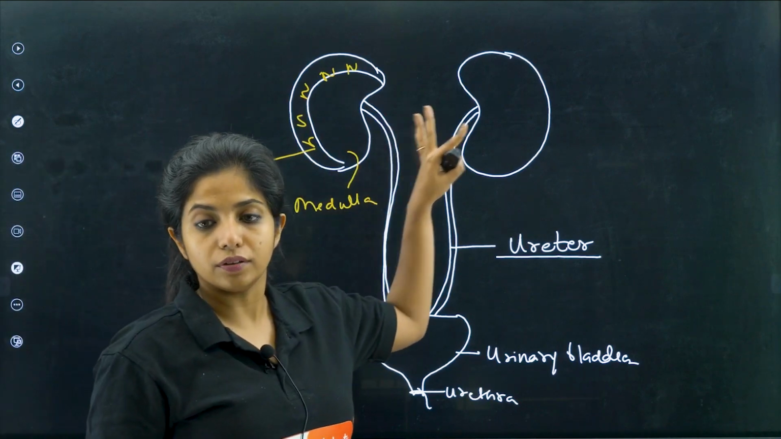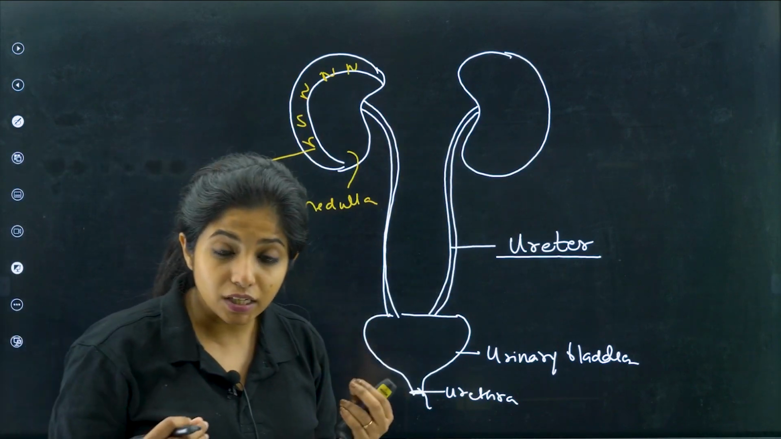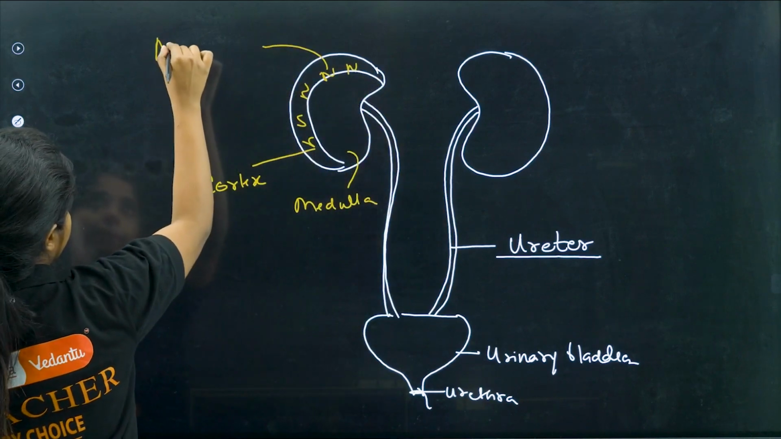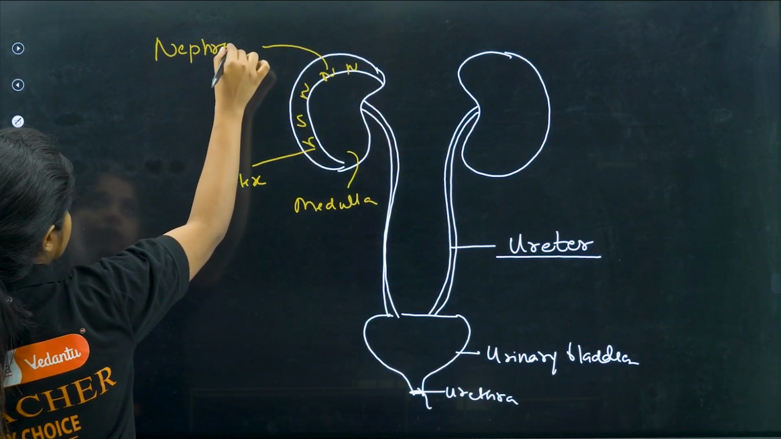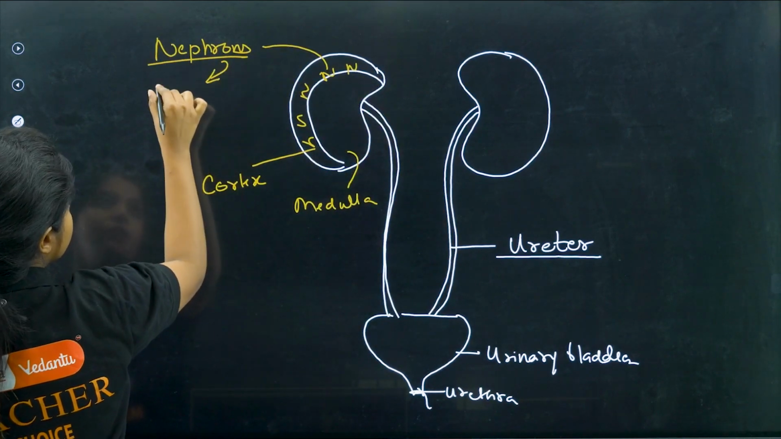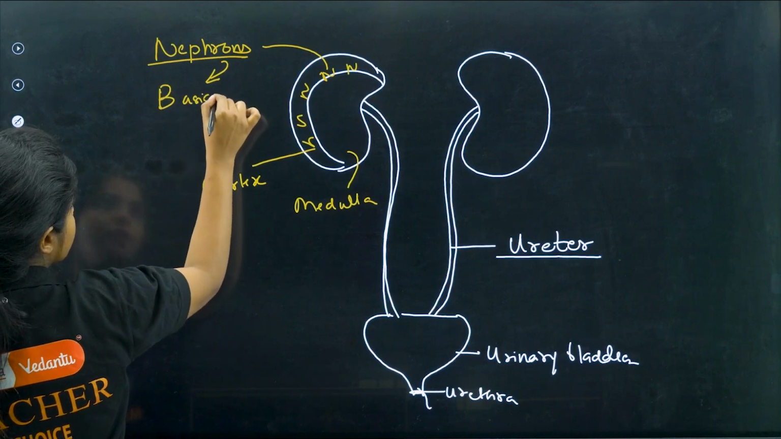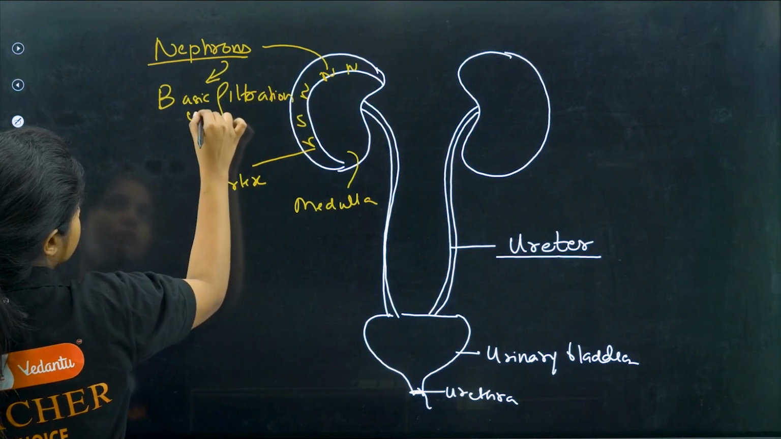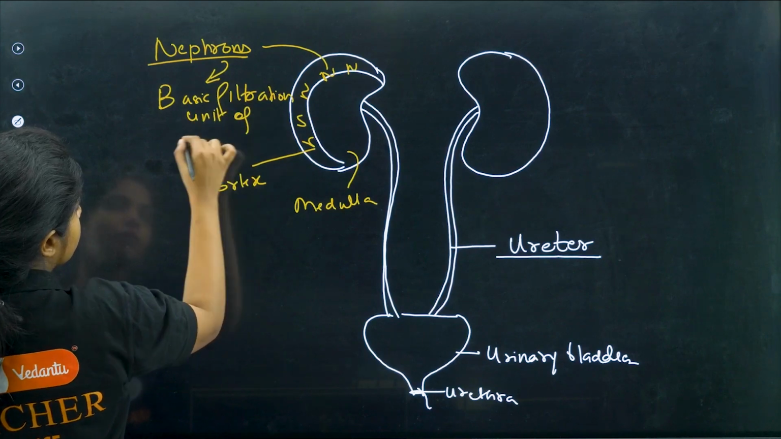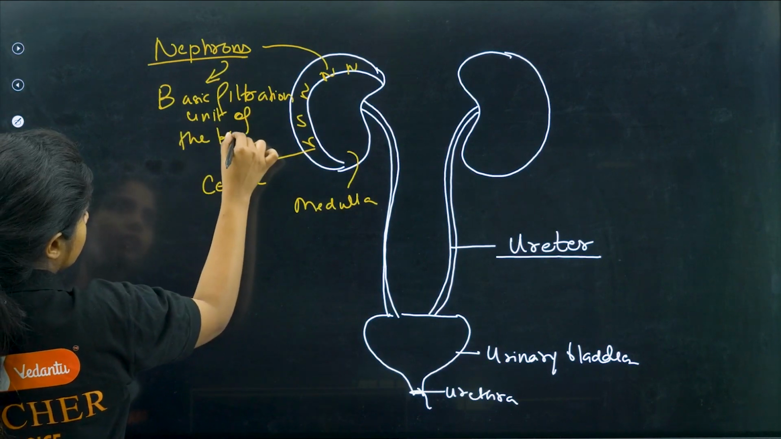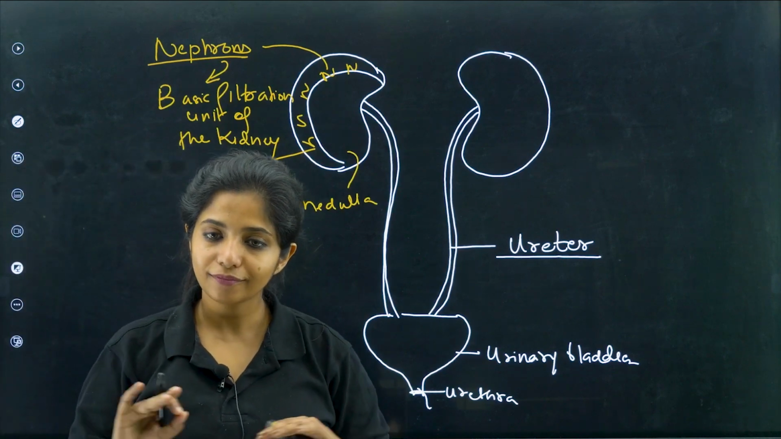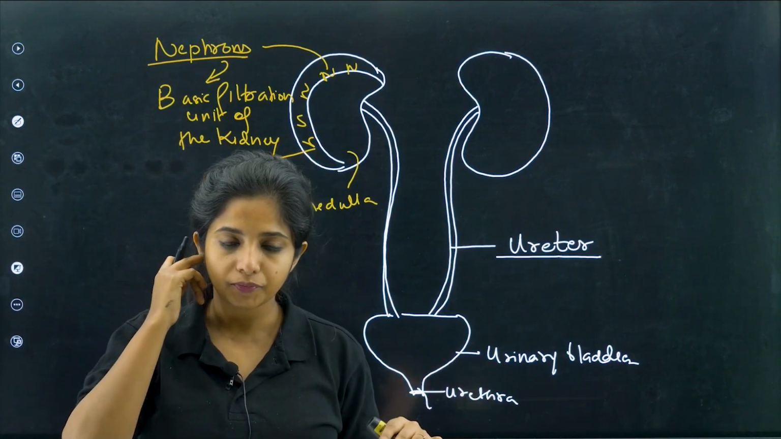So you have so many over here as well, and these nephrons which are there, it becomes the basic filtration unit of the kidney. Works? Cool?